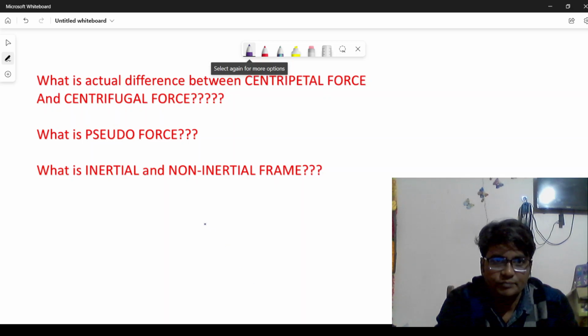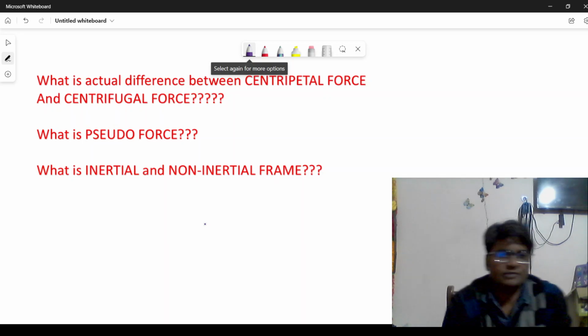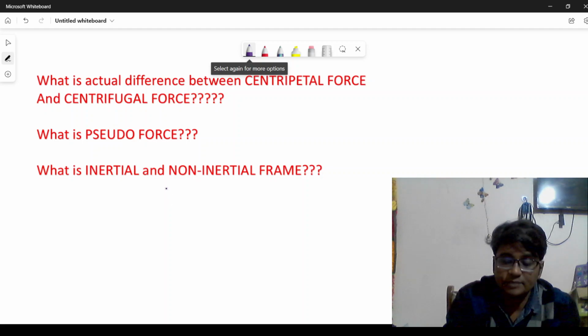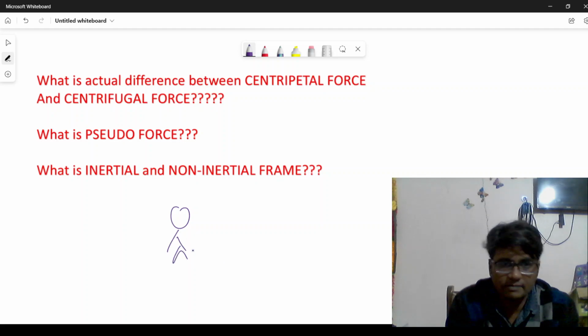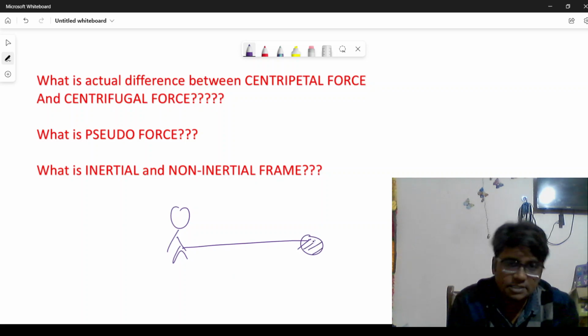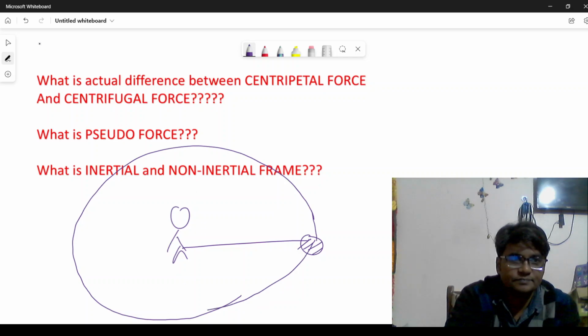Well, hello everybody. Now, coming straight to the point, we have to see what is the actual difference between the centripetal force and the centrifugal force. Suppose I am standing out here and I have one string in my hand, which is tied to a mass m. This mass m is being rotated in a vertical circle.